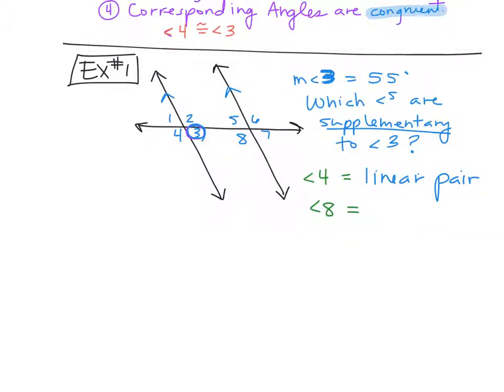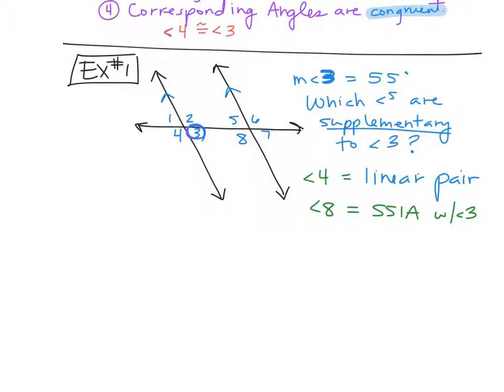Or you could say 8 is what kind of angle with 3? Same side interior, right? That's probably the quicker route. So we're going to say it's a same side interior angle with angle 3. Okay? So 8 and 3 are supplementary. 4 and 3 are supplementary. Do you see another one?